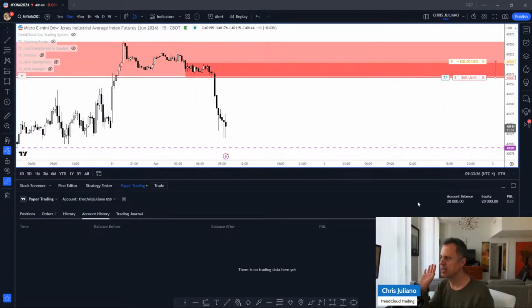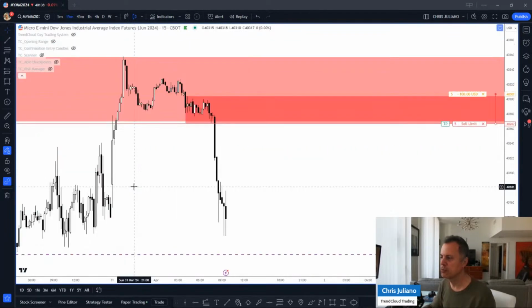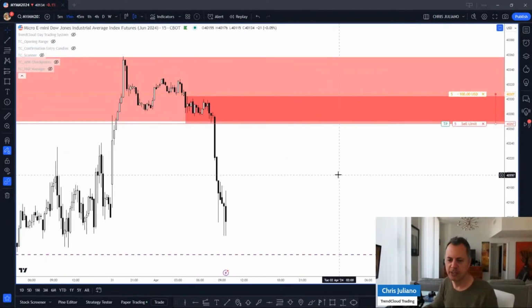So new trading challenge, we did 12% in March. We did 24% in February. What is April going to look like? Let's just continue following TrendCloud, right? Just continue following and doing what we're doing, and we should be in the green again. So here's the first trade that I'm looking at here, that I'm setting up.